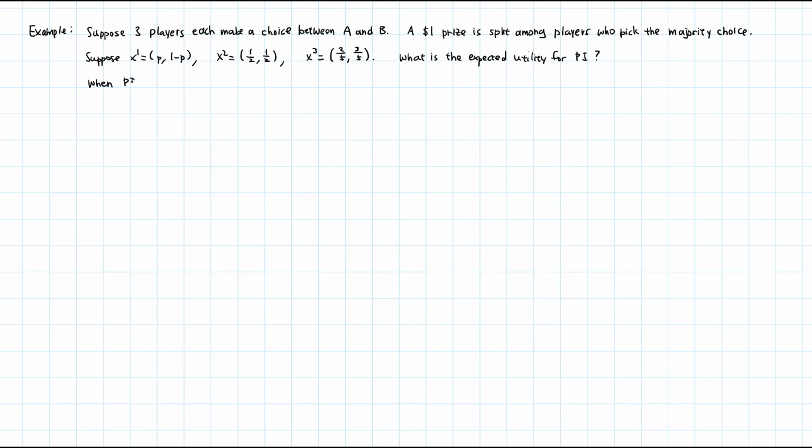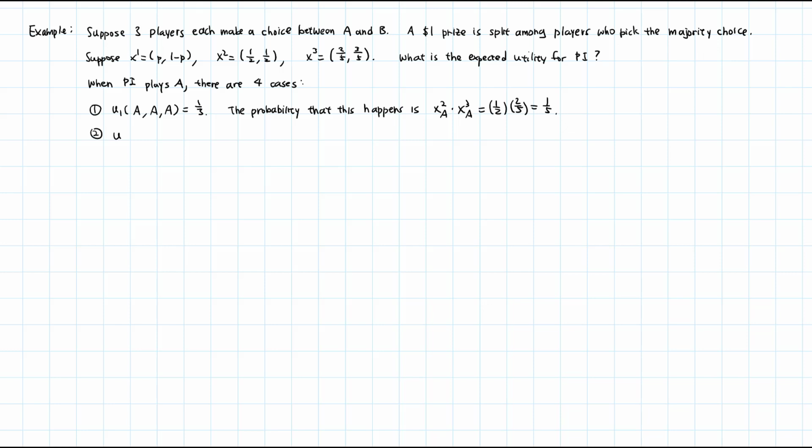We first look at when player 1 plays A. There are 4 cases depending on what the other 2 players have played. In the first case, the utility of AAA is 1/3. That's because all 3 of them played the majority choice, so we split the $1 3 ways. The probability that this happens is the probability that player 2 picks A times the probability that player 3 picks A. And this is 1/5.